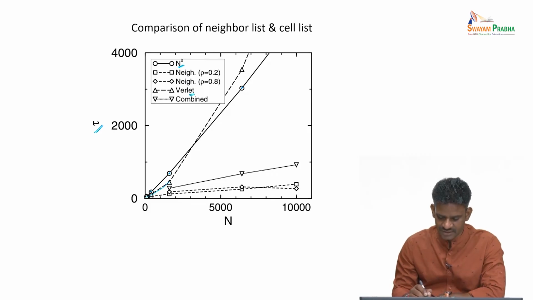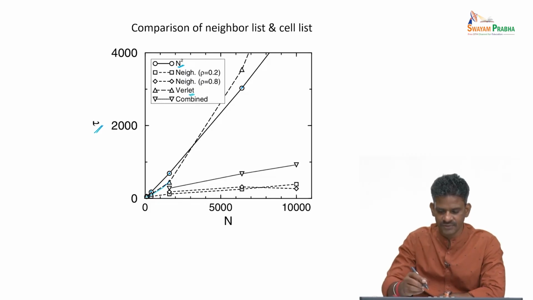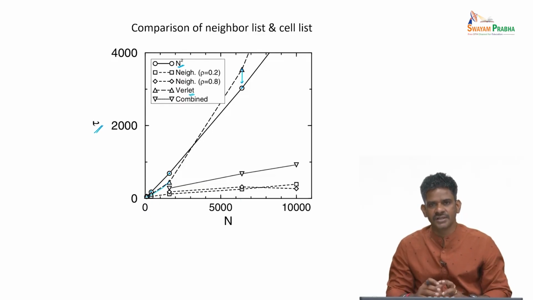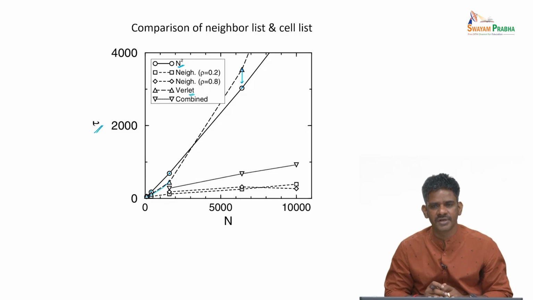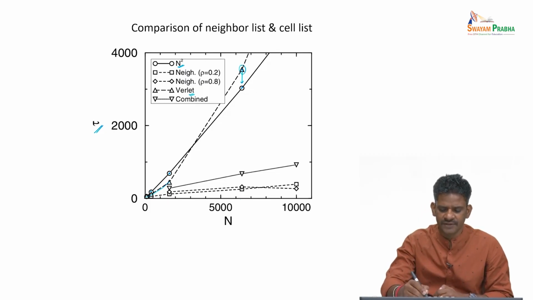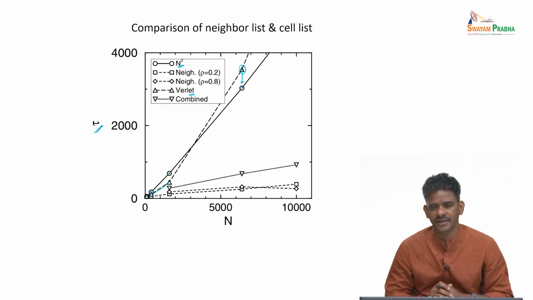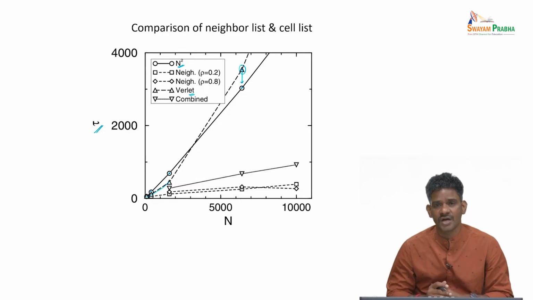But the moment you go to larger system size like 6000 or 7000, you see that the Verlet list becomes more expensive than simple n square. That is because, as I said before, at very large system size you have to manage a list which is very big, because it will have information of neighbors of all the n particles, and then it becomes prohibitively difficult to manage, to search through, to sort this list array in the Verlet list. So, Verlet list is not a very good algorithm for very large system size beyond 5000 particles.